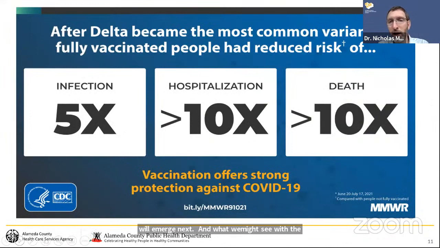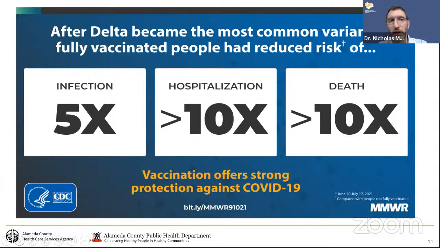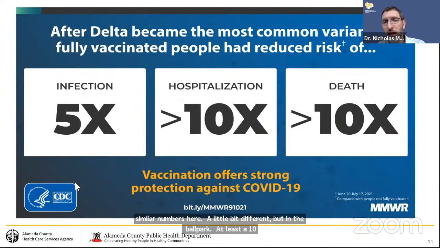We now have a lot of real world information about what happened with the summer Delta wave. This is data the CDC published on Friday. They published several studies looking at how successful the vaccines have been at limiting infection, hospitalization, and deaths. So a 5 times reduction in the risk of infection for vaccinated people. We've seen similar numbers here, a little bit different, but in the ballpark. At least a 10-time reduction in risk of hospitalization, and at least a 10-time reduction in the risk of death. So vaccines really holding up through the Delta wave.